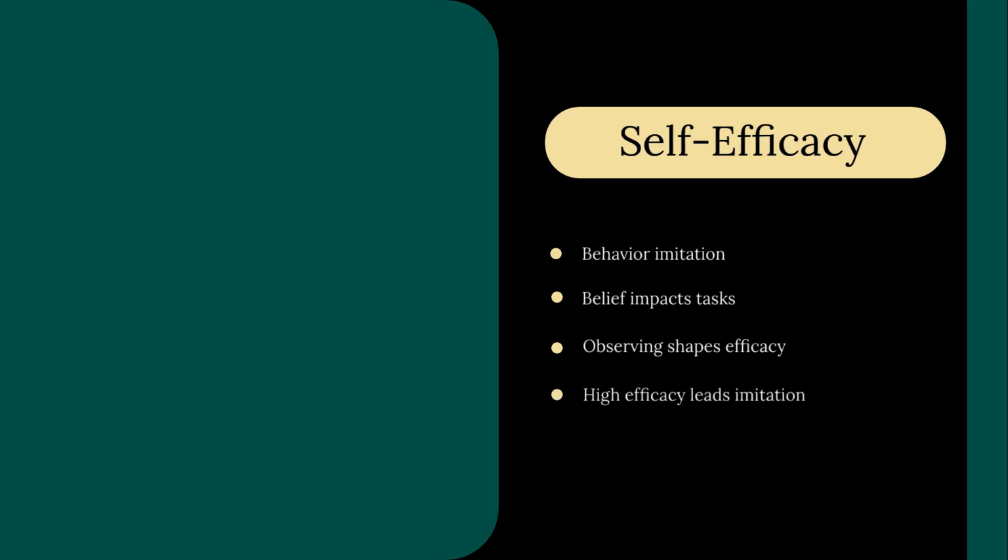Self-efficacy influences behavior imitation. Belief in one's ability affects task performance. Observing successes and failures shapes self-efficacy. A child attempts a task after seeing peers succeed. High self-efficacy increases imitation likelihood.